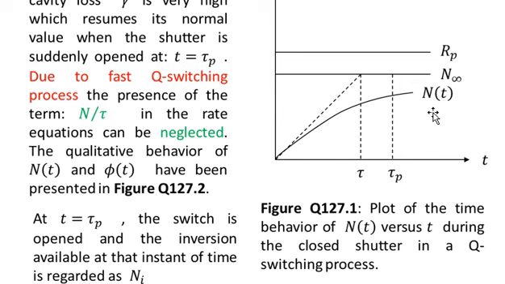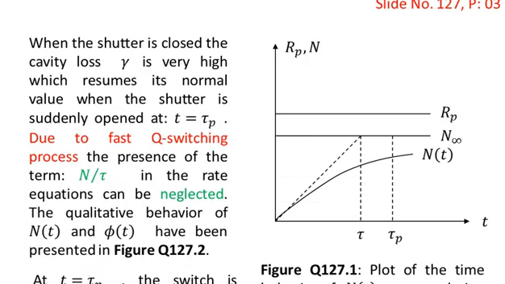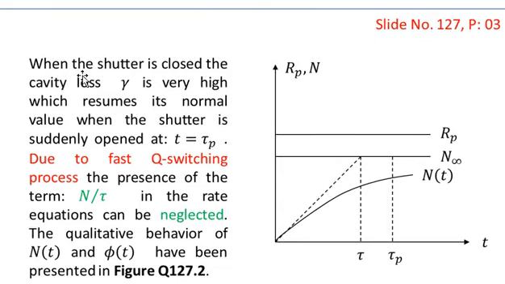And you see that when the population inversion is much greater, then of course a very intense laser output beam can be obtained, or a very intense laser pulse can be obtained through the Q switching process. When the shutter is closed, no laser beam is coming out from the laser, but the pumping process is continued and the population inversion is being increased. So when the shutter is closed, the cavity loss gamma is high, which resumes its normal value when the shutter is suddenly opened at t equal to tau p.